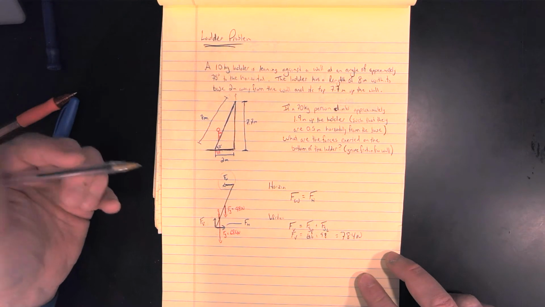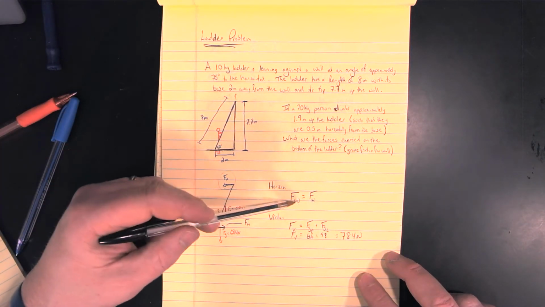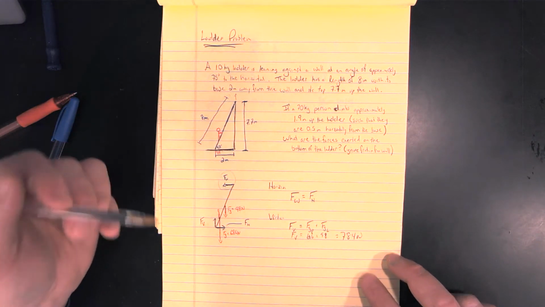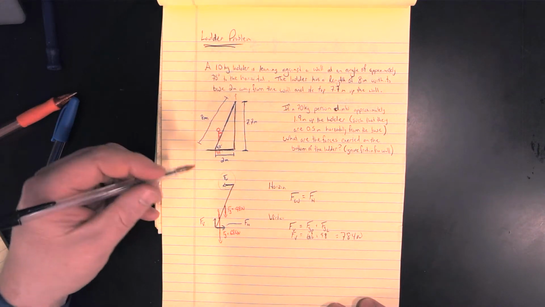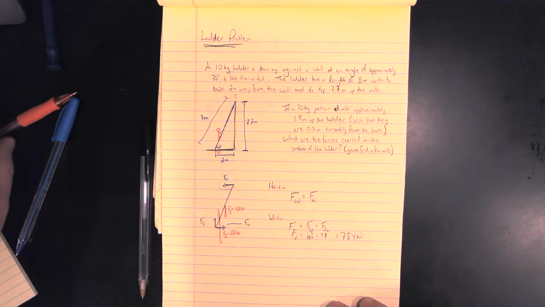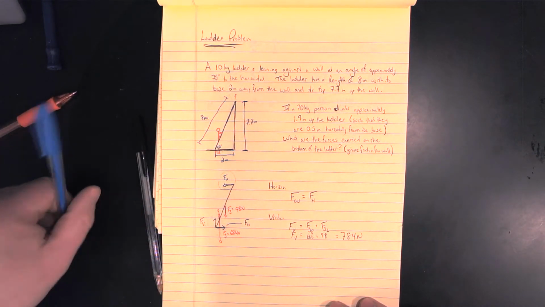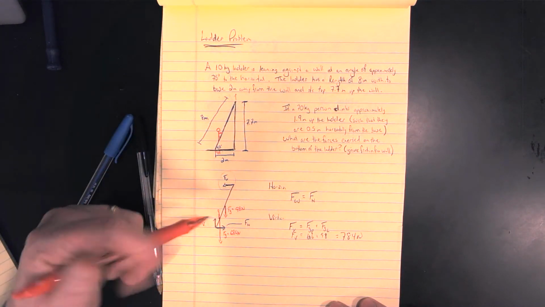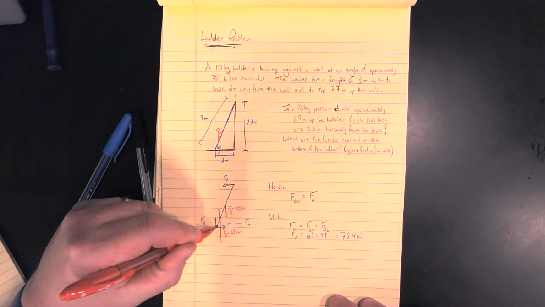Pretty simple, pretty easy. But I have nothing to find FW or FH. So now this is where I have to use torques. And what I'm going to do is put my pivot point right smack dab here. Actually, I'll do it in red. Right smack dab there.